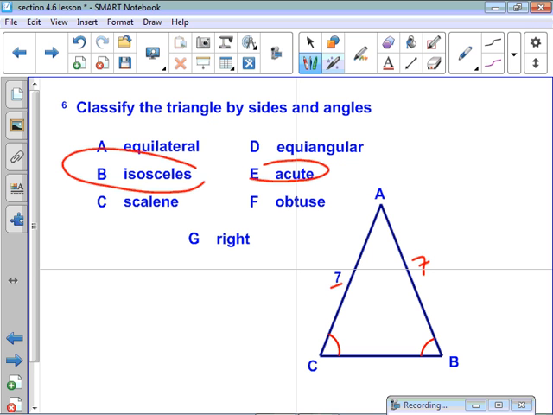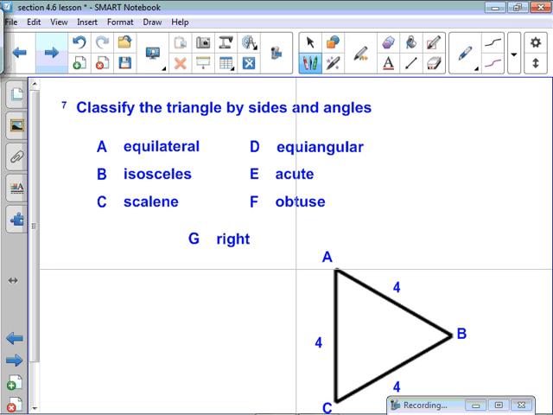Okay? In theory, there is not enough information to say for certain that it is acute, because the picture could be skewed, and we could have something like that, which would make it obtuse. But there's no other information, so I'm just going to call it acute for now.